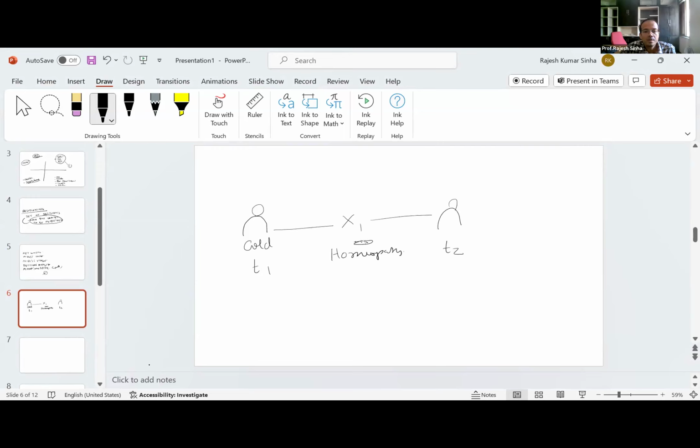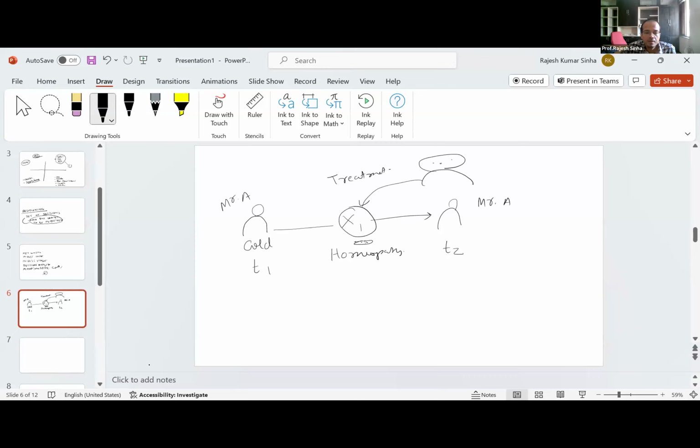This is my treatment, from time 1 to time 2. Suppose somebody is suffering of cold, call him Mr. A. Here I have Mr. A. Now there is a fellow, a very fat fellow actually, and this fellow is given this treatment X1, which is homeopathy medicine.